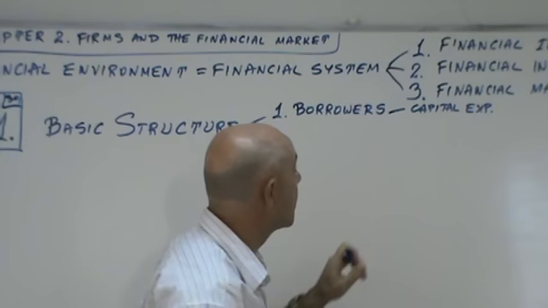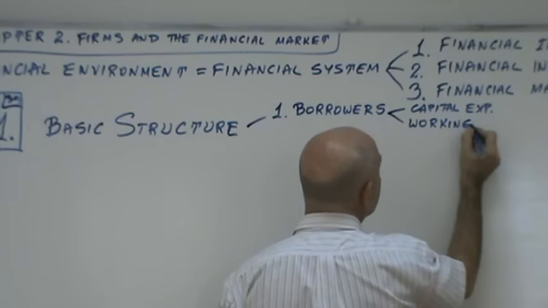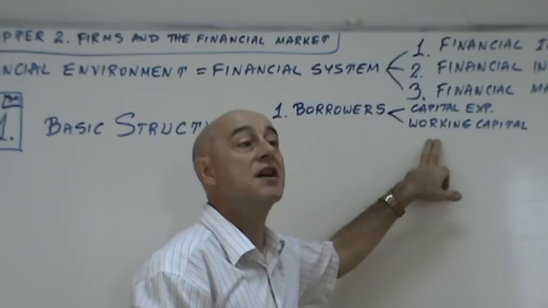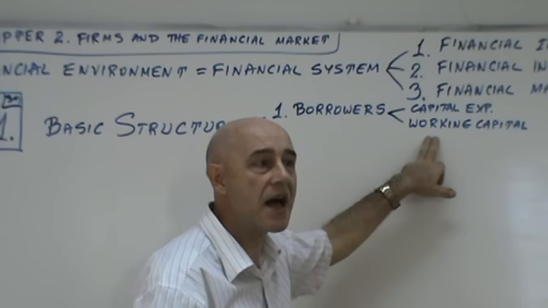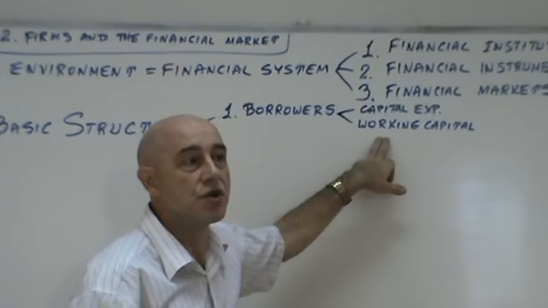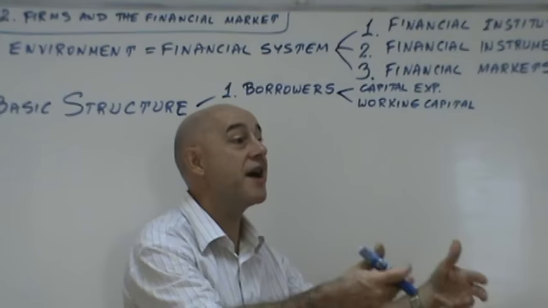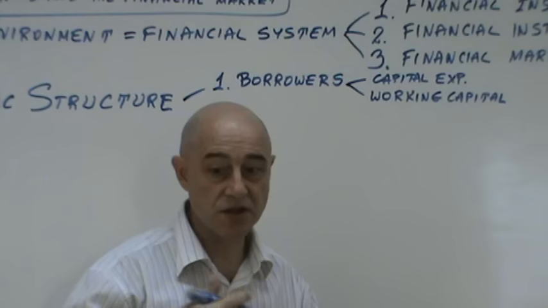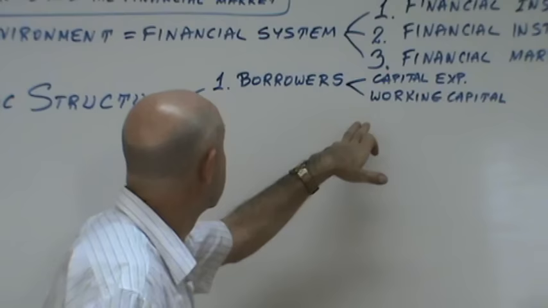And the other major one is called working capital. Working capital is associated either with making current expenses, possibly even paying salaries, but mostly with buying inventories. So let's say you're a dealer and you buy 10 scooters, 10 motorcycles. These are your inventories until you sell them. So you borrow the money, you bring in the 10 motorcycles, and as you sell those motorcycles, you pay down your debt. These are the borrowers.